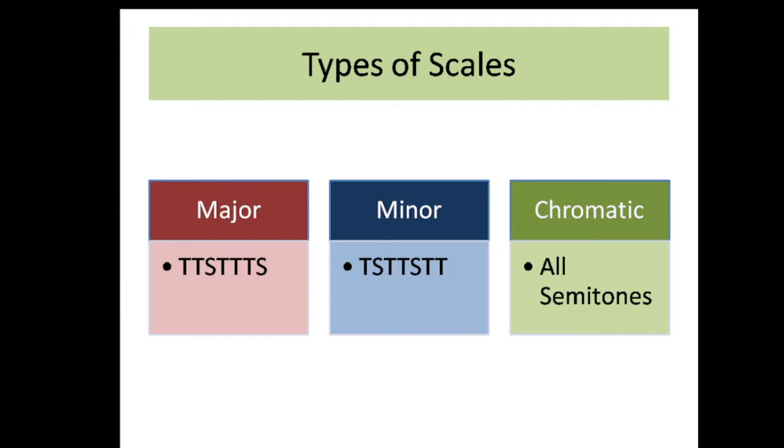The pattern of a major scale is TTS, TTTS, which means tone, tone, semitone, tone, tone, tone, semitone. For a minor scale, it is TS, TT, STT. T stands for tone and S stands for semitone. A chromatic scale, however, consists of all semitones.